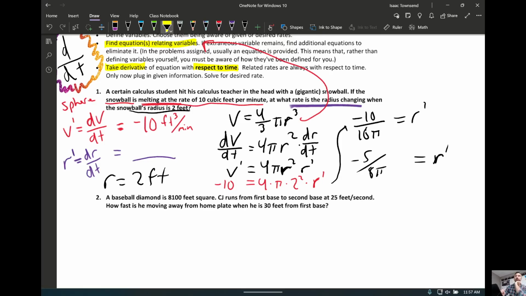Well, what kind of units was r in? Okay, it was in feet, but r prime means the rate of change of r, so it's got to be per an amount of time. Minute. So if this was in minutes, this would be in minutes as well.